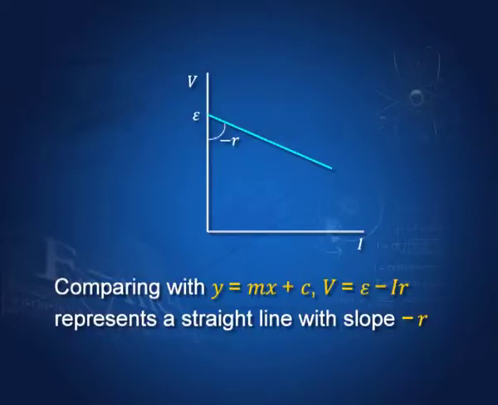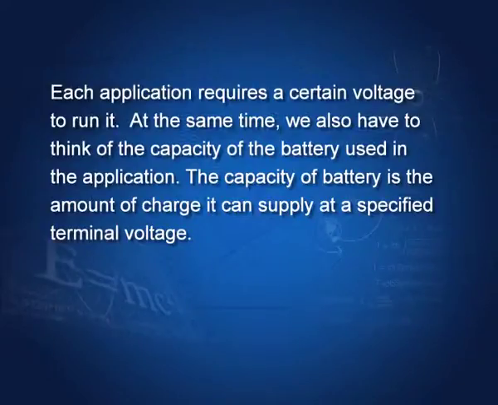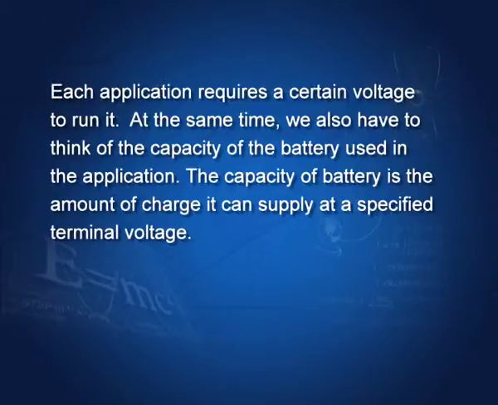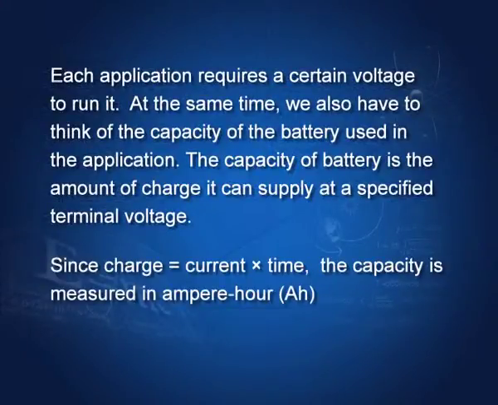You can compare with y equal to mx plus c, and you can see the slope is minus r. Now, each application requires a certain voltage to run it. At the same time, we also have to think of the capacity of the battery used in the application. The capacity of a battery is the amount of charge it can supply at a specified terminal voltage, so that the voltage does not come down from this specified voltage as the battery is supplying the charge. Since charge is current into time, the capacity is measured in ampere hours, capital A times H.